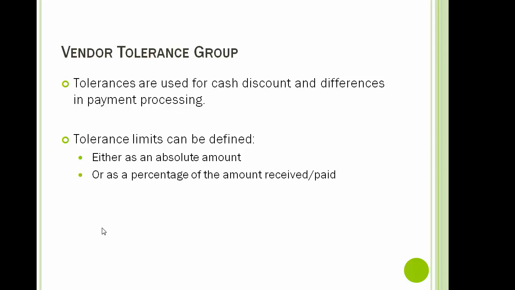So these things restrict the system, so that you cannot give a discount above what the tolerance has fixed, or you cannot give more payment or less payment than the differences from the invoice. And you can assign that particular absolute amount or a percentage to them, and the system checks according to that and takes care of the payment you are doing.